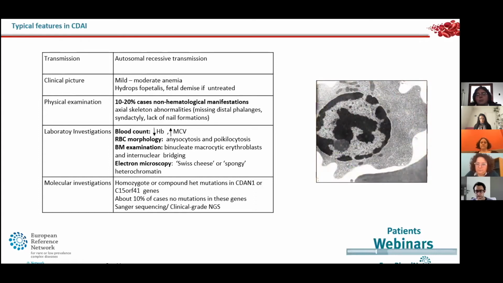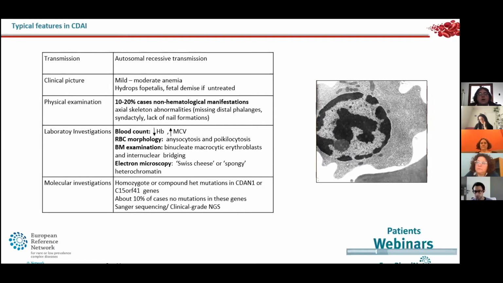But if we look in more detail, using electron microscopy, and look exactly inside the cell, this is an erythroblast, and the darker part is the nucleus. We see that in the nucleus we have some pores, and the heterochromatin, the darker material, is distributed as we see here, like Swiss cheese. So that is a little fantasy, but this is the typical distribution in CDA I.